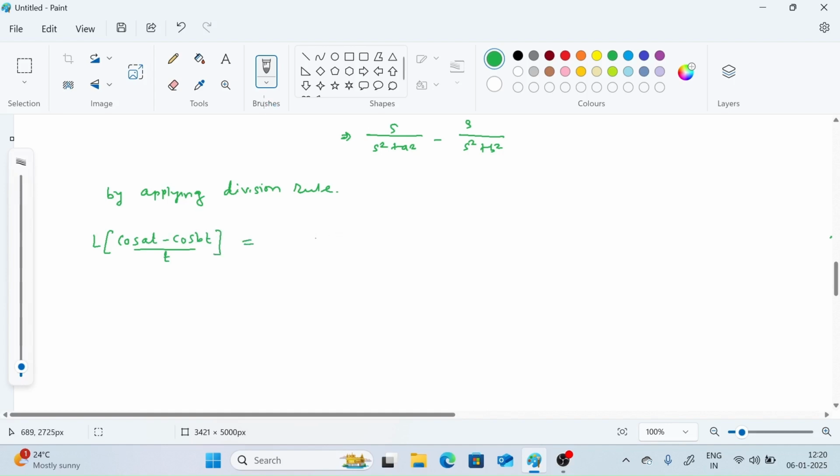what is the property of division rule? Integration from s to infinity of f bar of s into ds. Now, what is the f bar? This is the f bar. So I will write integration s to infinity of s upon s square plus a square minus s upon s square plus b square, right? Into ds.